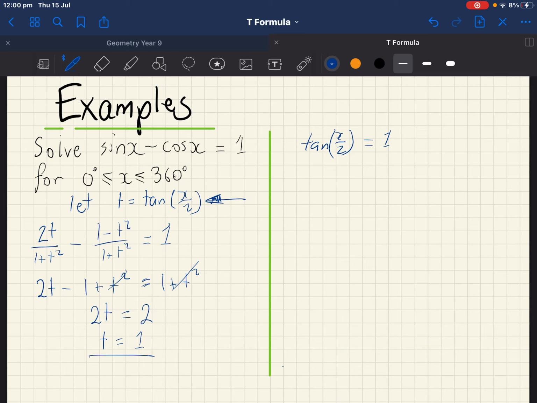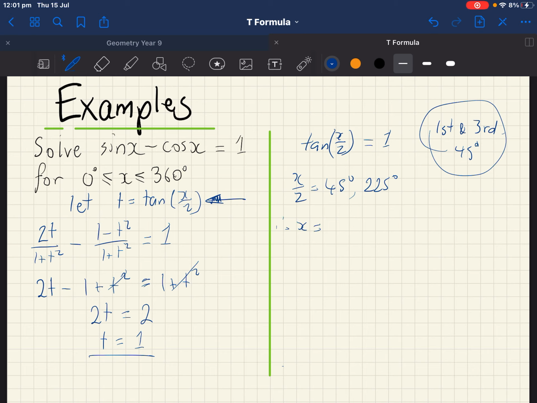So when is tan positive? In the first and third quadrants. And what makes tan 1? It is 45 degrees, right? You go shift tan 1, you get your 45 degrees. So we've got two solutions here for x on 2. That'll be 45 degrees in the first quadrant, and 45 degrees in the third quadrant, which would be 225 degrees.